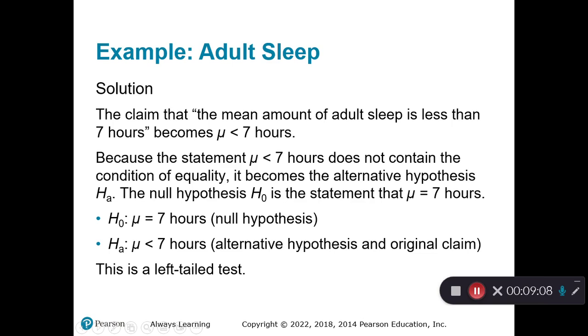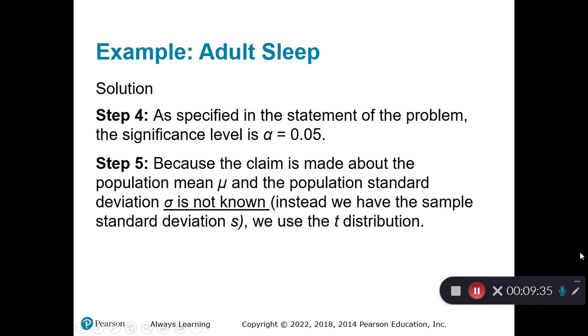The claim that the mean amount of adult sleep is less than 7 hours becomes mu less than 7. That is going to be a statement of inequality, so that becomes the alternative hypothesis. The null hypothesis is always a statement of equality, so we will state that mu is equal to 7 hours. Because of the direction of that alternative hypothesis, this is going to be a one-tailed test, specifically a left-tailed test. We are to use a significance level equal to 0.05. That's going to be alpha for us.